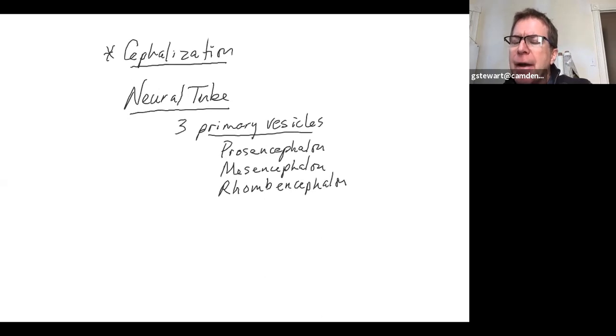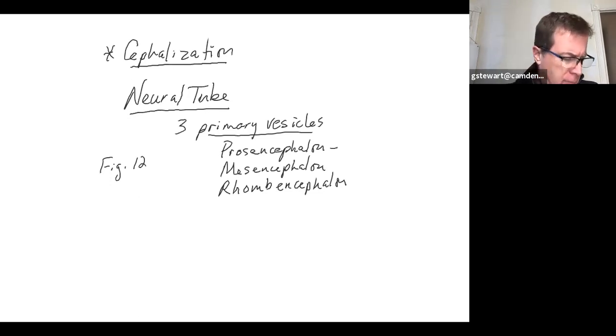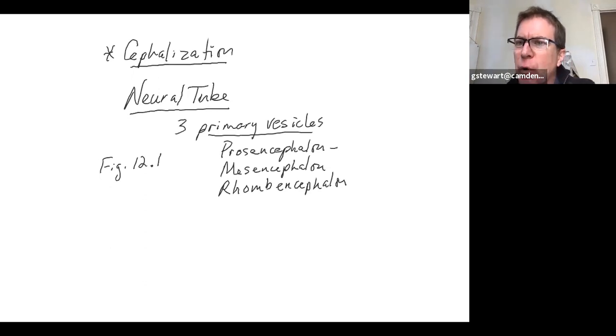And these give rise to areas in the brain. They're sort of primitive developmental areas of final brain areas. So for example, let me write this out here. There is a specific figure in your book which goes into more detail about this. It's figure 12.1, the first one on the first page. And it tells what all of these vesicles eventually develop into.